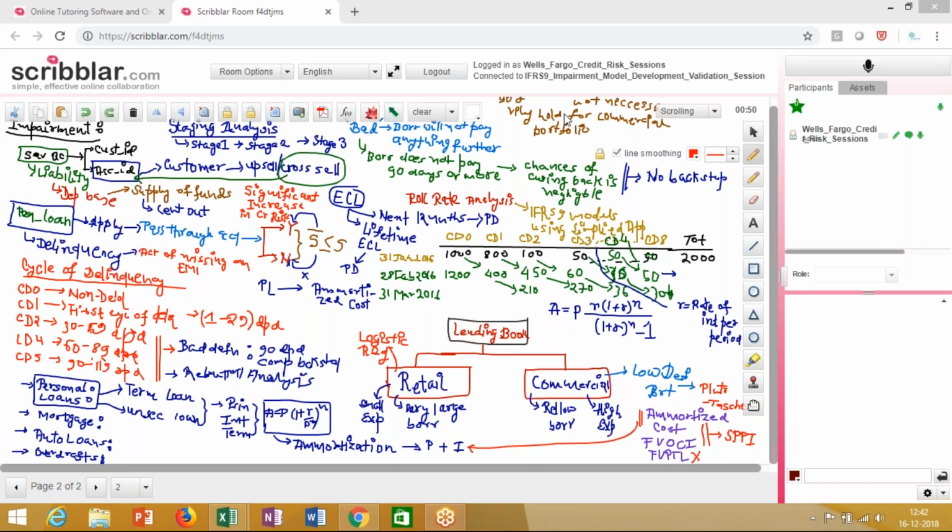Loss forecasting is just for US, right? No. Loss forecasting is not your CECL or ECL. CECL and ECL are your regulatory models, your provisioning models. Loss forecasting models are business models.